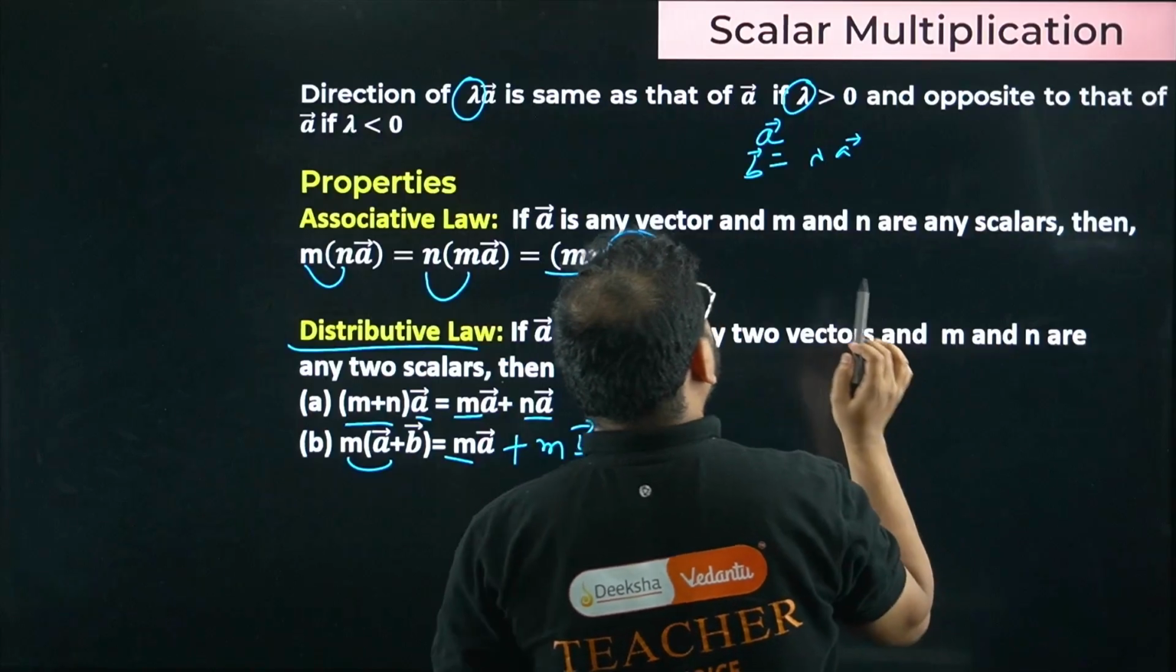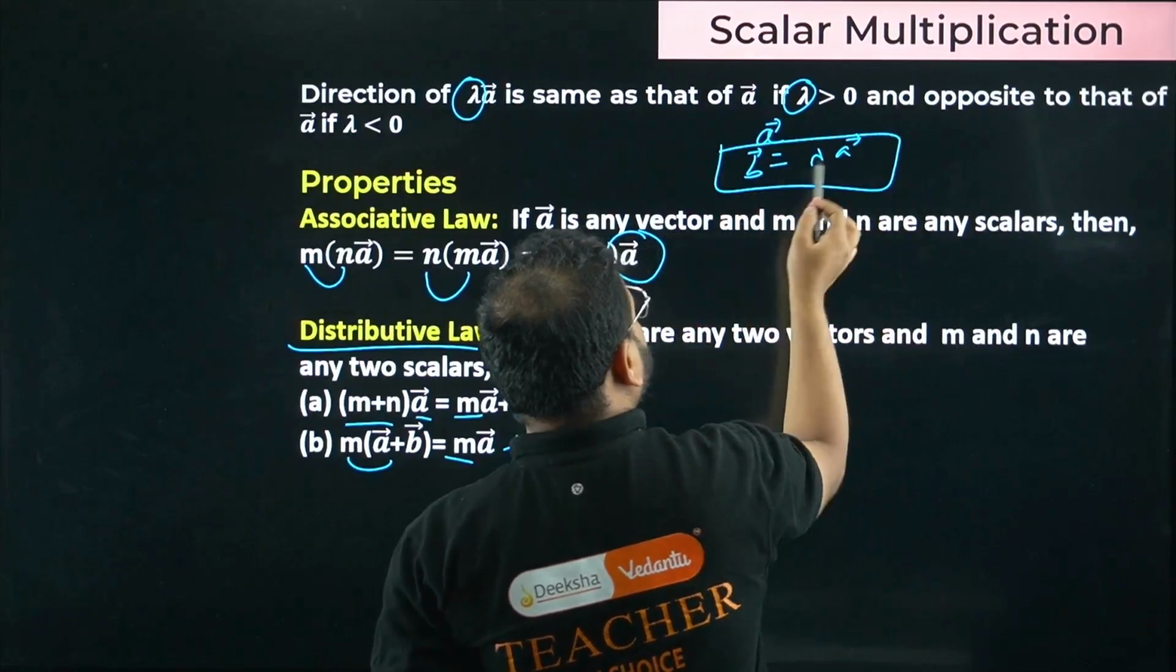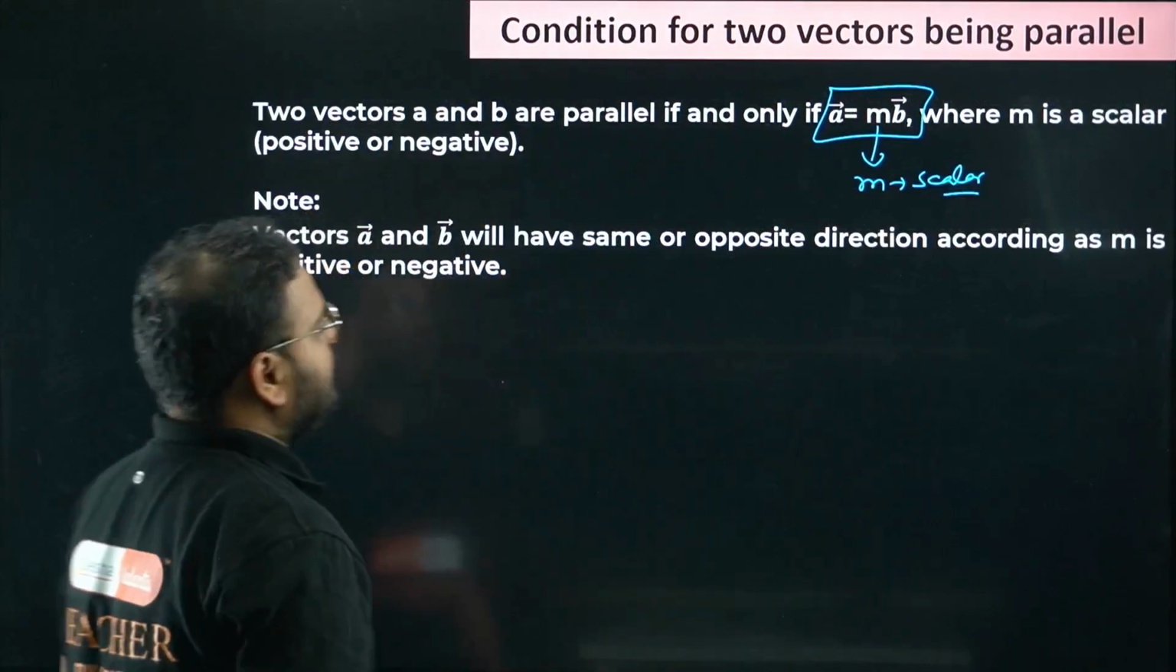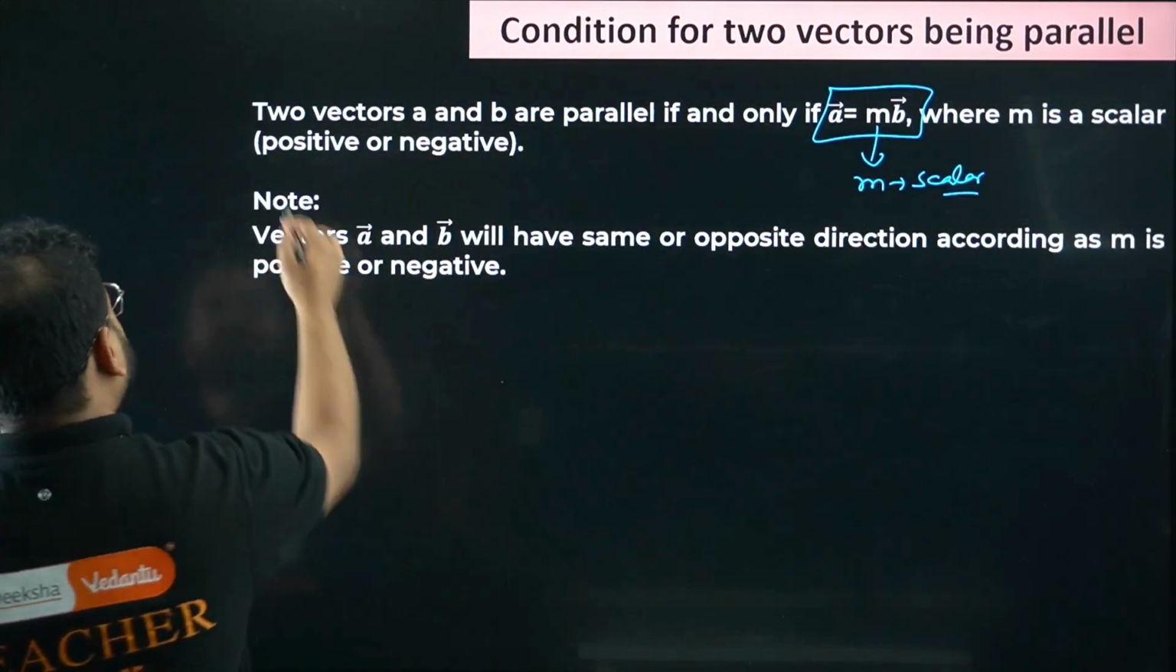Same thing I used over here, no? Please check this. Over here I use lambda, but in this case we are using m as the scalar. Okay, m is the scalar. Whether positive or negative doesn't matter.